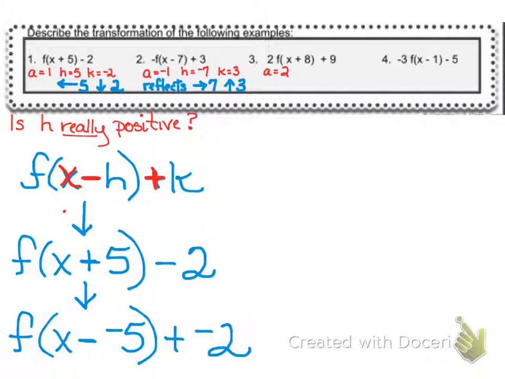Okay, so A is 2, it's positive, so there's no reflection. H is 8, so it's moving left or right. K is positive, so it's moving up or down. Now you have to determine which direction. If H is positive, it's moving to the left. K is positive, so it's moving up. For the next one, it's a reflection because A is negative. And H is -1, so it's moving to the right. And K is 5, it's moving up, or excuse me, it's -5, so it's moving down.